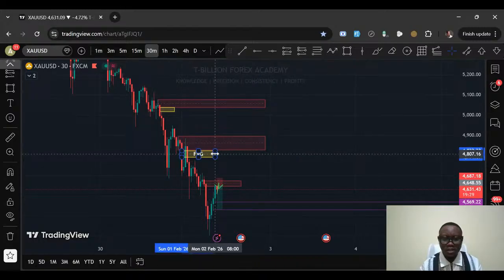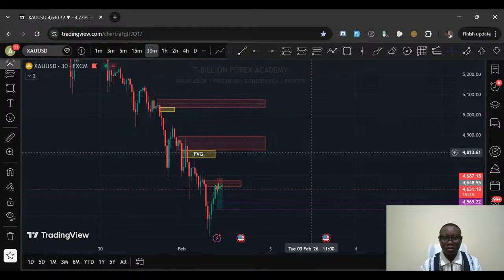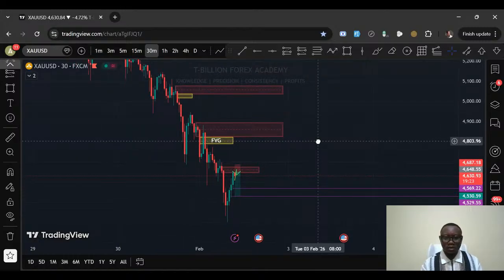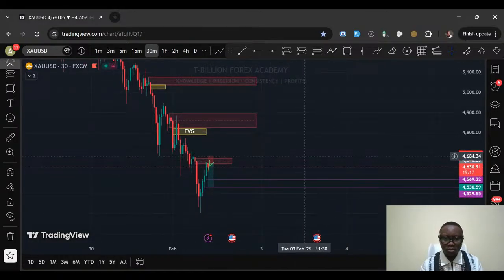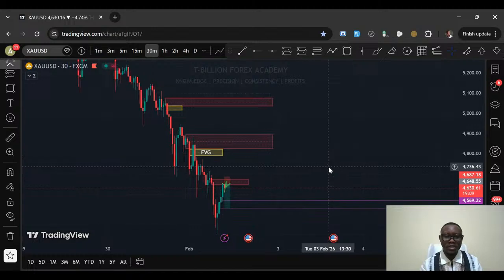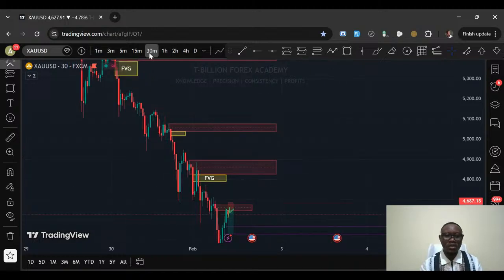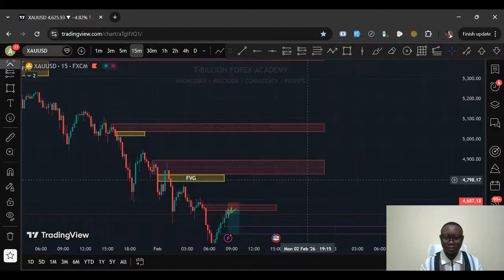Well, let's leave this as it is. Let's leave it as it is. We missed this zone. It's already playing out. All right. Let's drill down further to the 15-minute time frame to further refine our zone.